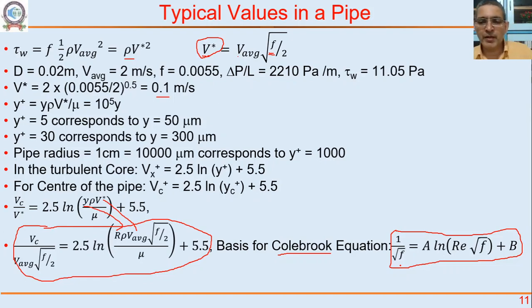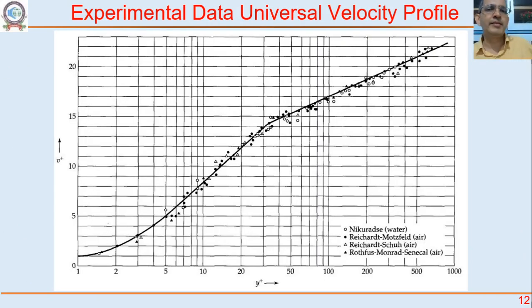You see what we are trying to drive at. This is the experimental data for universal velocity profile plotted in terms of V plus and Y plus. Up to Y plus of 5, it is the viscous sublayer. Up to 20, 30, up to here, this is the buffer layer. This is the viscous sublayer, this is the buffer layer, and our turbulent core is here.